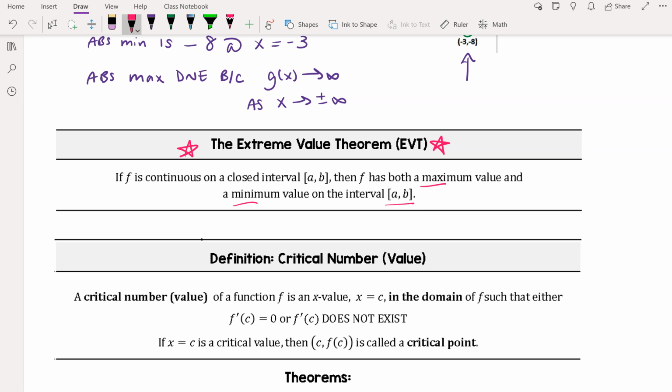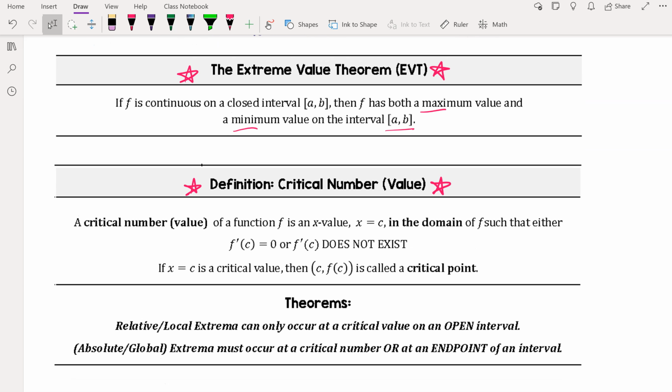Cool. And then you also need to write down this definition. Definition of a critical number or value. Let me read that one for y'all. A critical number of a function f is an x value, x equals c, in the domain of f such that, okay, this has to be true. So critical number, it's an x value such that either the derivative at that x value is 0 or the derivative at that x value does not exist.